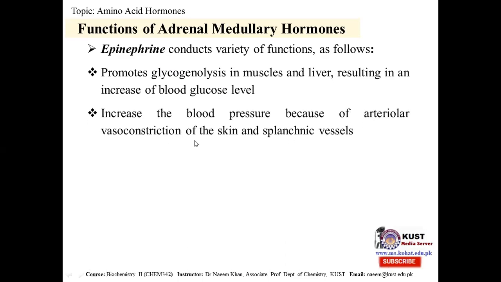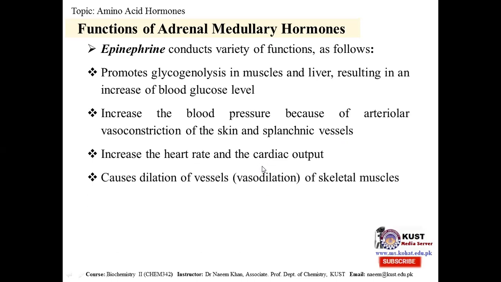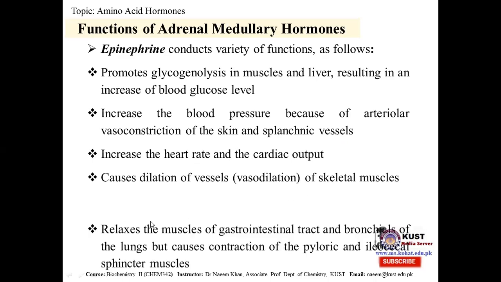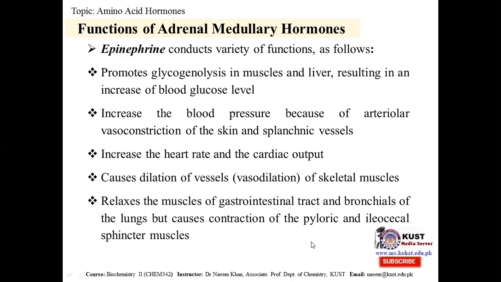It increases the blood pressure because of arterial vasoconstriction of the skin and splanchnic vessels. They constrict the vessels, and when the vessels are constricted, the blood pressure increases because when the flow is restricted, pressure increases. They increase the heart rate and the cardiac output. The heartbeat rate is increased and the output from the heart is increased. They cause vasodilation, vessel expansion, of the skeletal muscles. They relax the muscles of the gastrointestinal tract and bronchioles of the lungs, but cause contraction of the pyloric and ileocecal sphincter muscles.